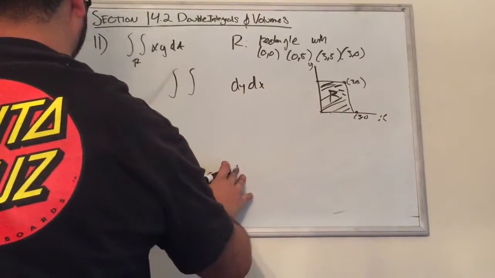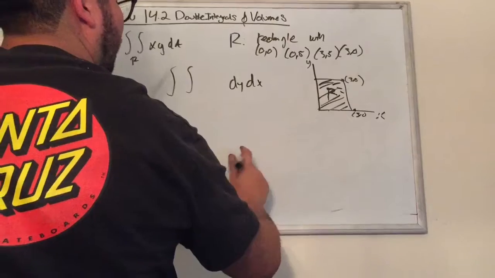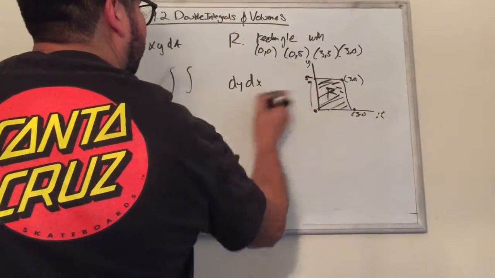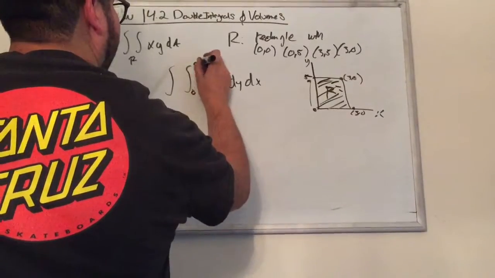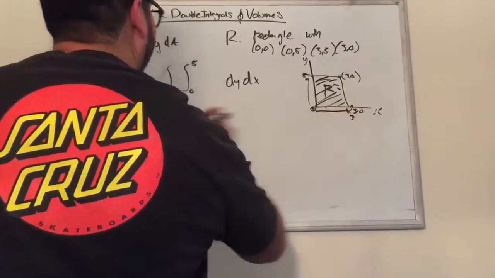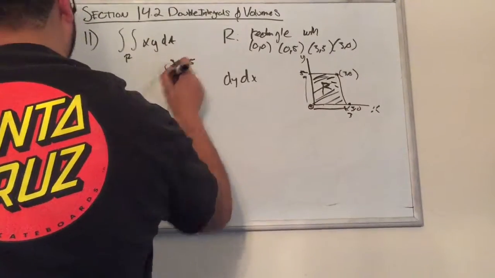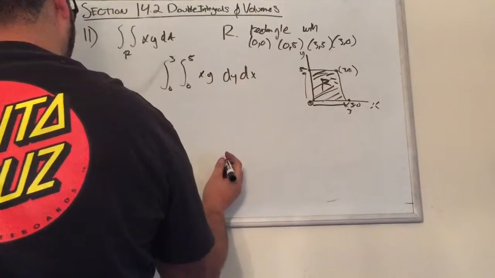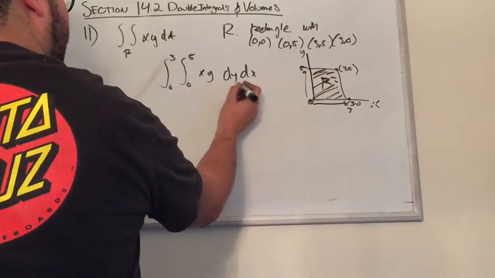Okay, so dy dx. In the y direction, we go from 0 up to 5, so the bounds will be from 0 to 5. And in the x direction, we start at 0 and go all the way to 3. So this goes from 0 to 3. And then this is x, y.